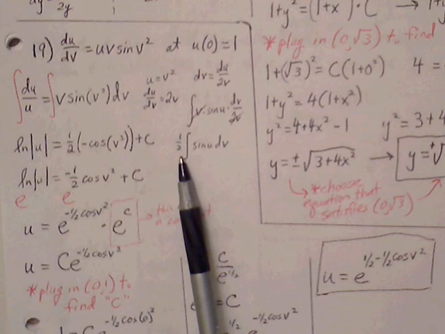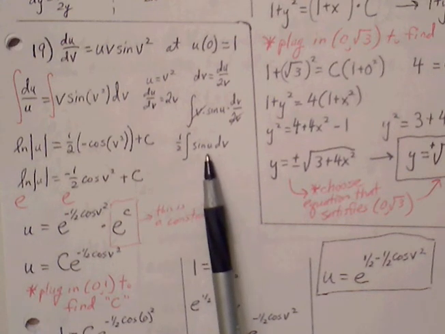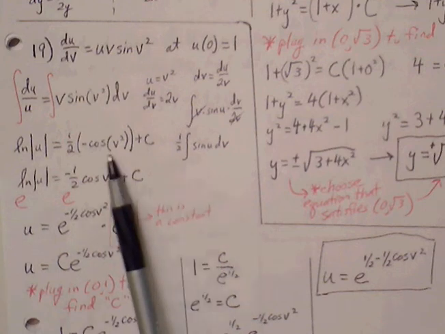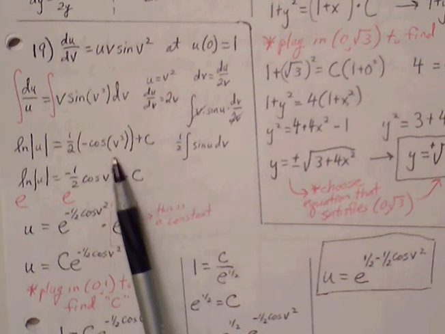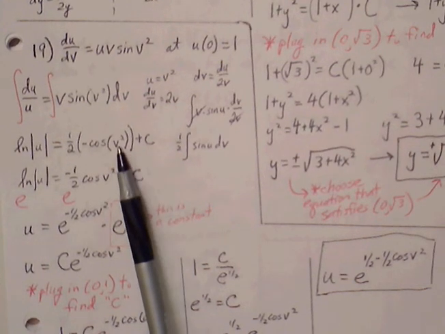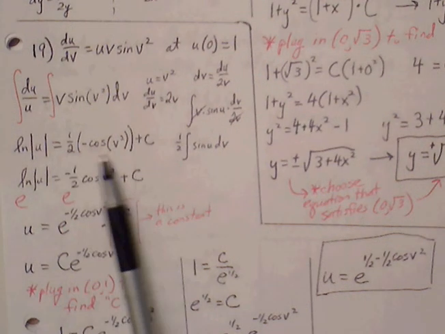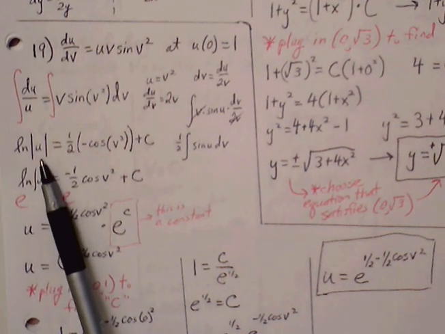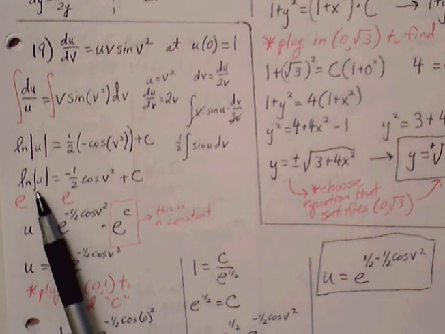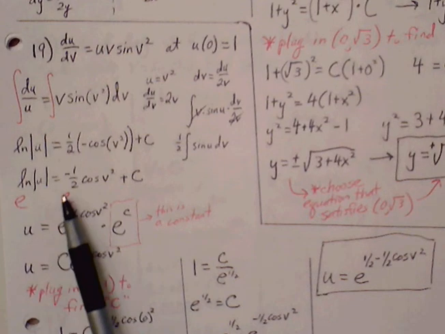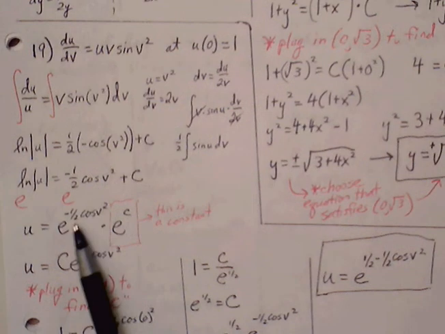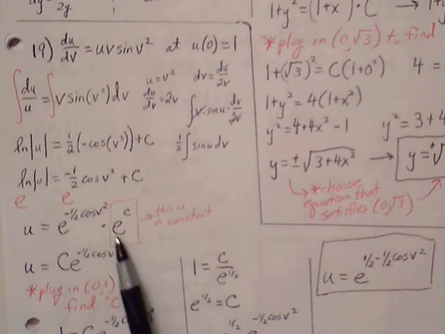We pull the 1/2 out. And 1/2 times the integral of sine of u is simply negative 1/2 cosine of u. And we make our substitution. Plug in v squared back for u. And now we can solve for u. Exponentiate both sides. So e to the natural log of u is simply just going to be u. And e to the negative 1/2 cosine v squared plus c, we can split this up into e to the negative cosine v squared times e to the c.